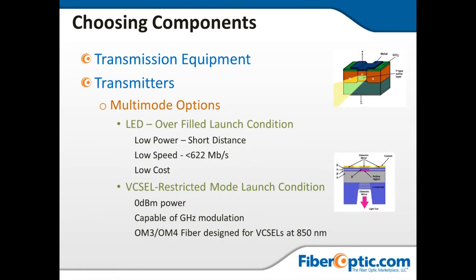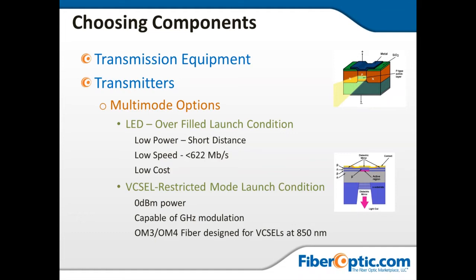We look at transmission equipment and, of course, the devices that we consider as transmitters. We'll also discuss receivers as we go. In the multi-mode world, we have historically had the LED, or light-emitting diode, as the light source. The LED was considered to be an overfilled launch condition, which means the light was a very broad spectrum width and tended to flood the core of a multi-mode. Of course, the LED is for short distance, low power, relatively low speeds, but for a long time, up to 622 megabits was pretty quick, and they were very, very low cost, very cheap.